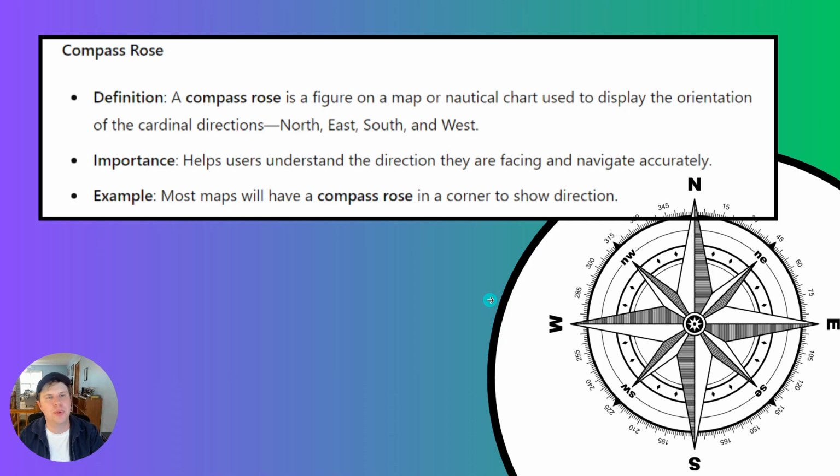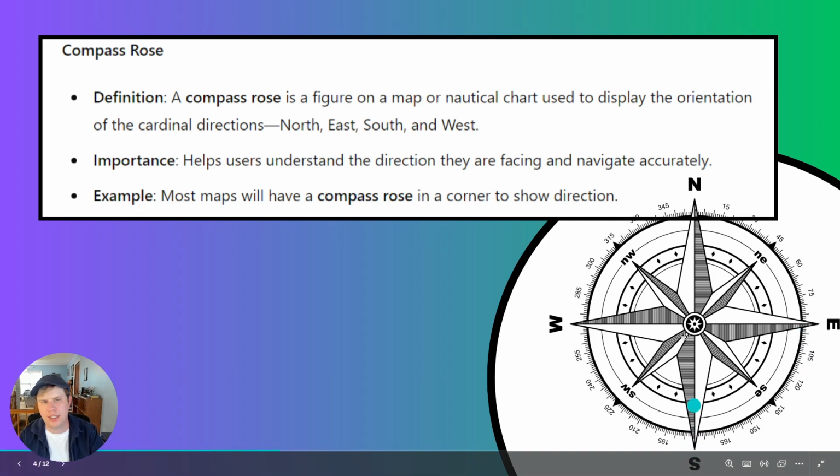Those maps are going to have tools like the compass rose to help you determine what direction you're facing when you're looking at a map. A compass rose is a figure on a map or nautical chart used to display the orientation of the cardinal directions: north, east, south, and west. Its importance is that it helps users understand the direction they are facing and navigate that accurately. Most maps will have a compass rose in a corner to show direction, so north pointing up, west to the left, east to the right, south pointing down.